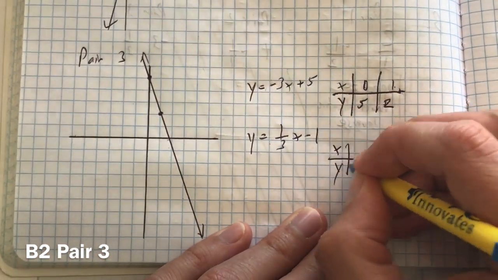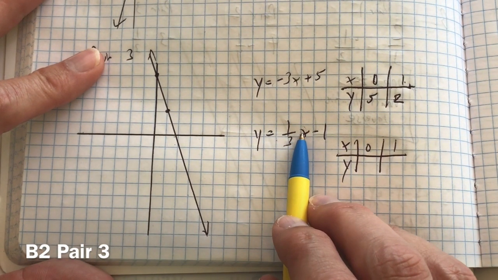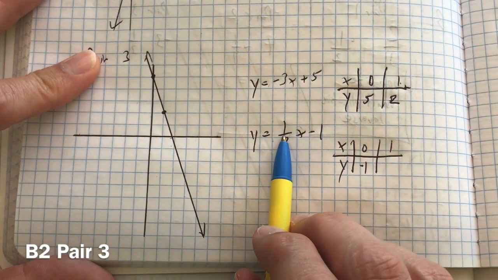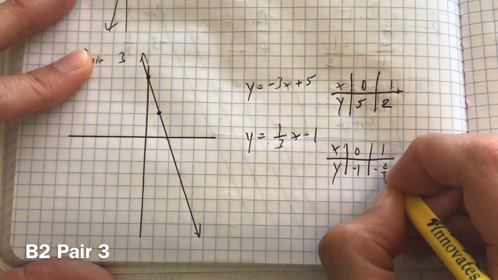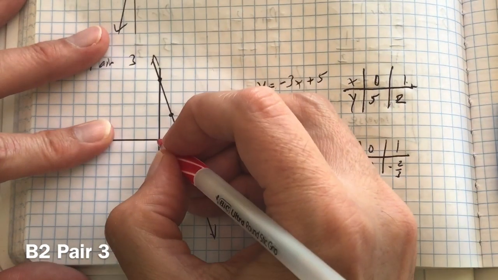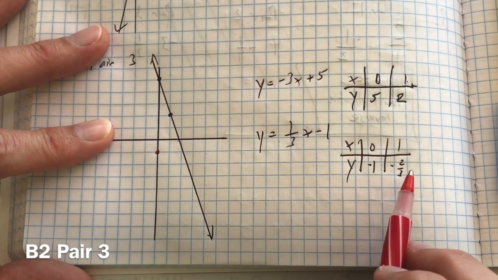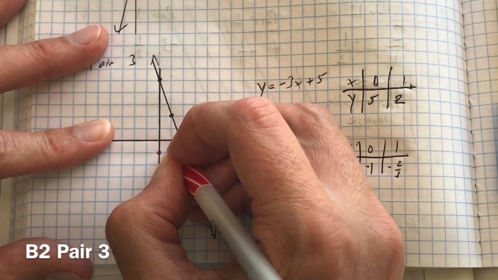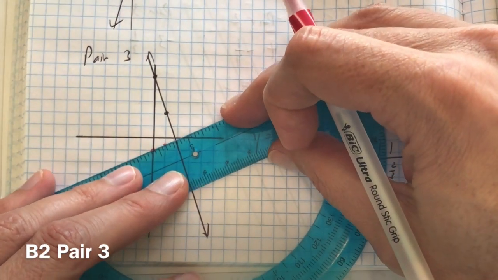X and y. So 0 times 1/3 is going to be 0. Minus 1 is going to give us a negative 1. 1 times 1/3 is going to be 1/3. Minus 1 is going to be a negative 2/3 in that case there. So let's plot those points. 0, negative 1. And then after that, we've got a 1 and a negative 2/3. So it's going to be not halfway, but a little bit past that. Around there. Let's see what that looks like here.